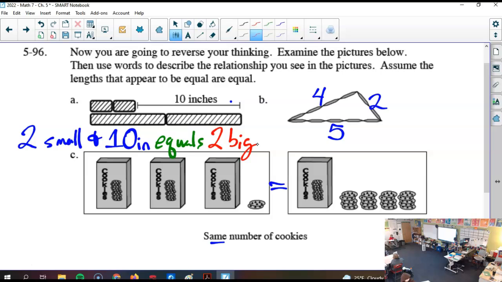Thank you. Yeah, I don't know if we could actually. We might come back to problems like that. Okay. So, but it wanted us to make it in words, right? It said then use words. 2 long boards minus 10. Wait, sorry. 2 short boards plus 10 equals 2 big things.